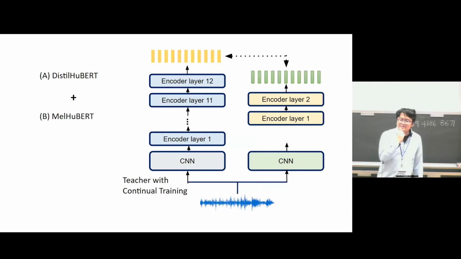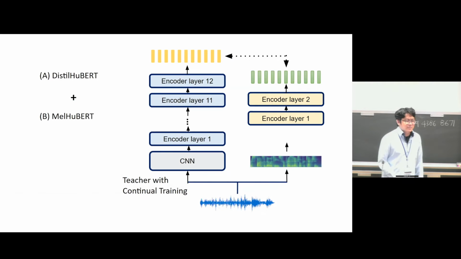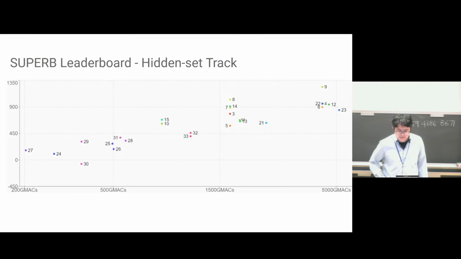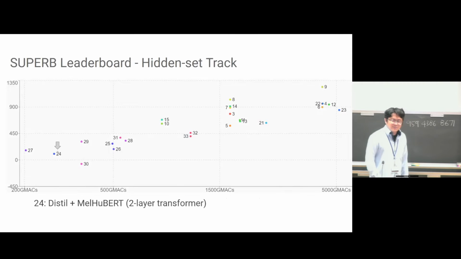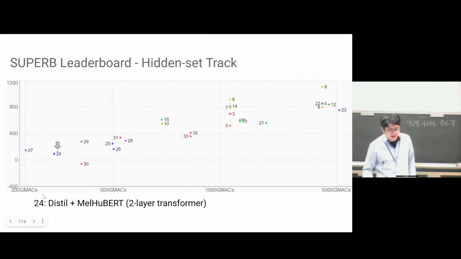We also considered integrating DistilHuBERT with MelHuBERT. The idea is very simple. In this teacher-student framework, let's remove the convolutional layers and replace them with log spectrogram. Let's see what will happen. The model is very, very small. The model only has a 2-layer transformer, nothing else. And the model is number 24. It does not really achieve good performance, probably because it's too small.